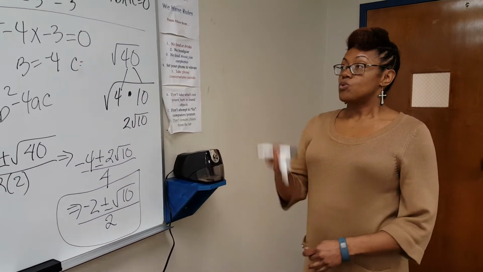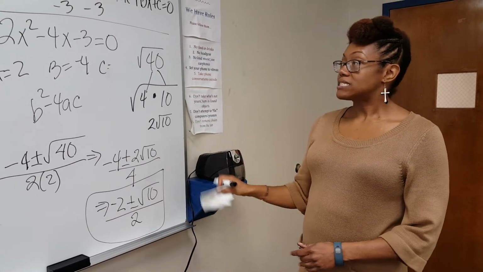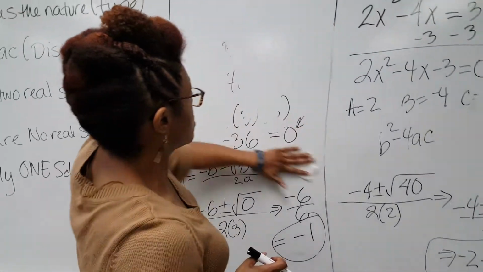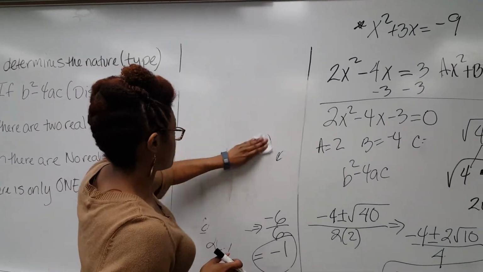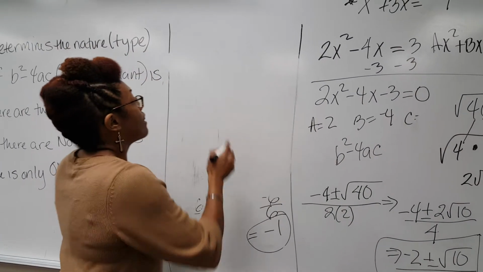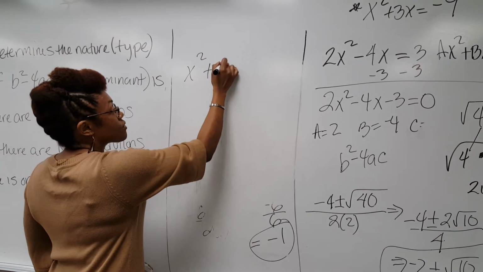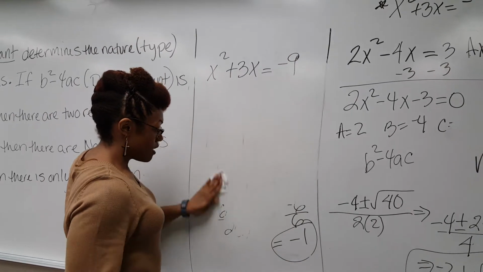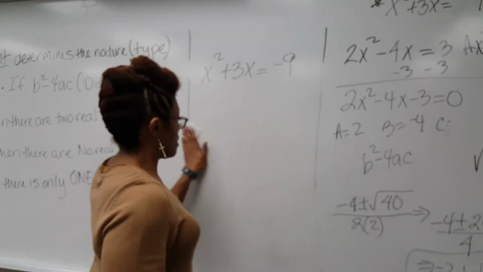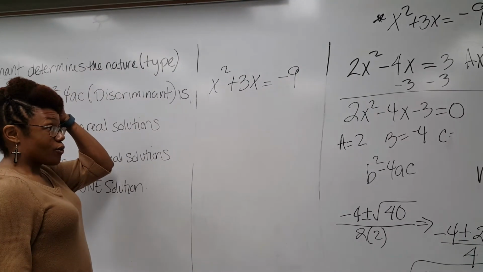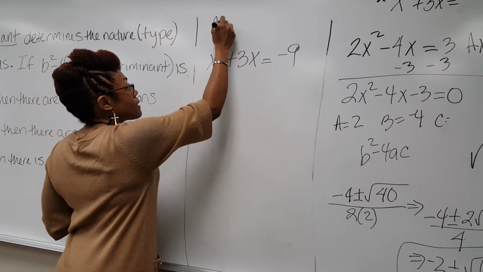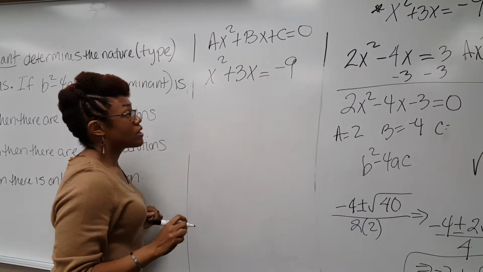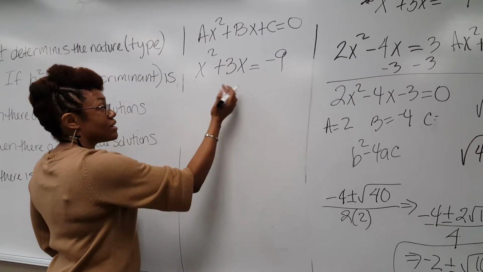Okay, so I've given you a 0 solution, a positive solution, and now let's try to give you a negative solution. So, if I erase this really quickly, let's try x squared plus 3x minus, equals negative 9. So from this information, am I in standard form? No. Remember, standard form again is ax squared plus bx plus c equals 0. So I need to move my 9 to the other side.